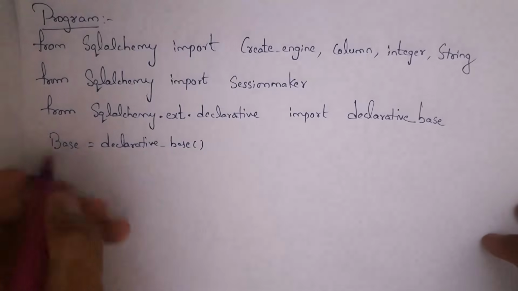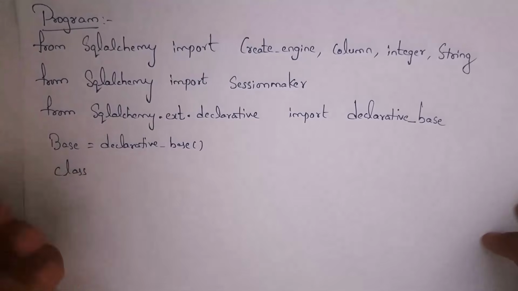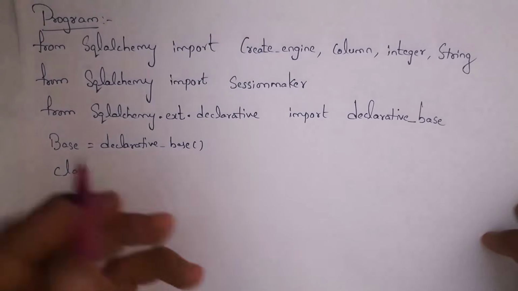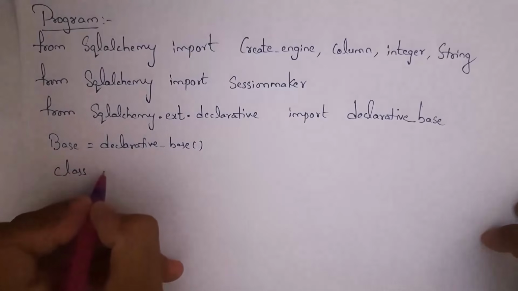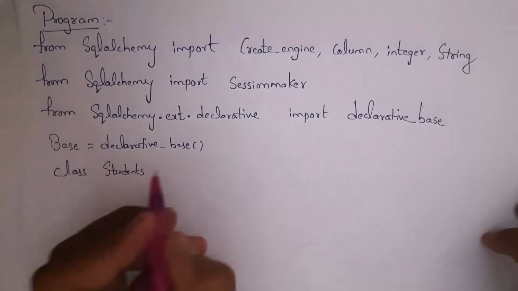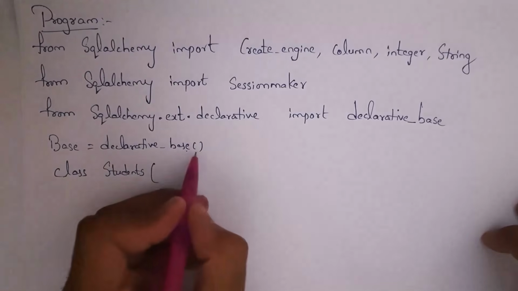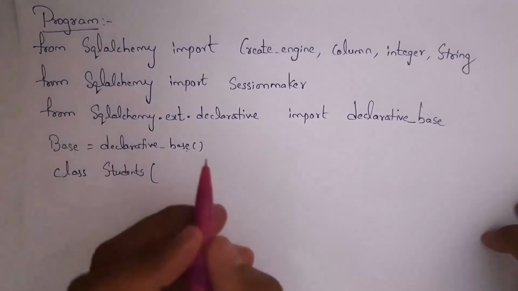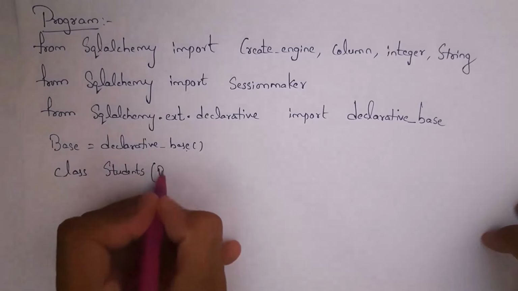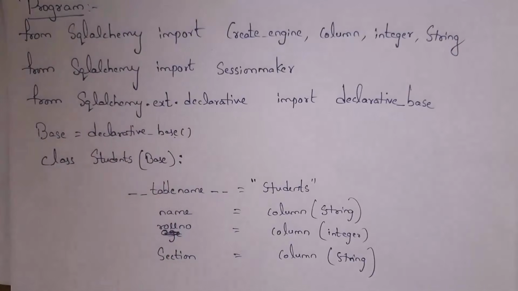So just write here class. I am taking class. You can give any name. I'm giving this class name as students because I want to create students table. Now inside class, you need to write declarative base function. This declarative base function is present in variable base. So just write here base. And by using this declarative base function, we can create relational database by using Python code and give column.